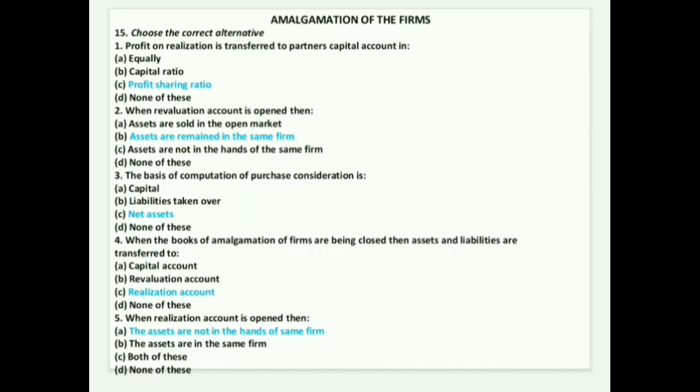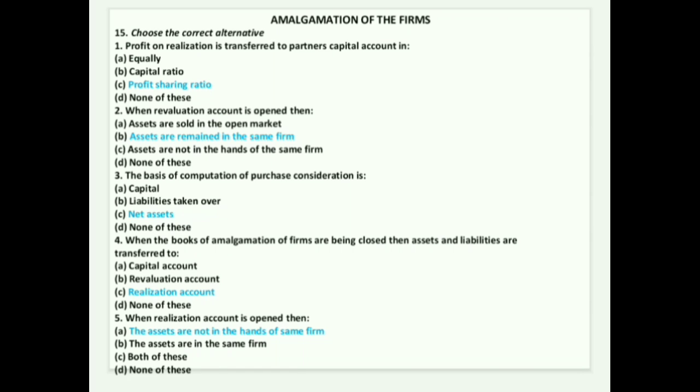Second, when the realization account is opened, then assets are sold in the open market, assets remain in the same firm, assets are not in the hand of the same firm, or none of these. So option B is the correct answer. Assets remain in the same firm when the realization account is opened.